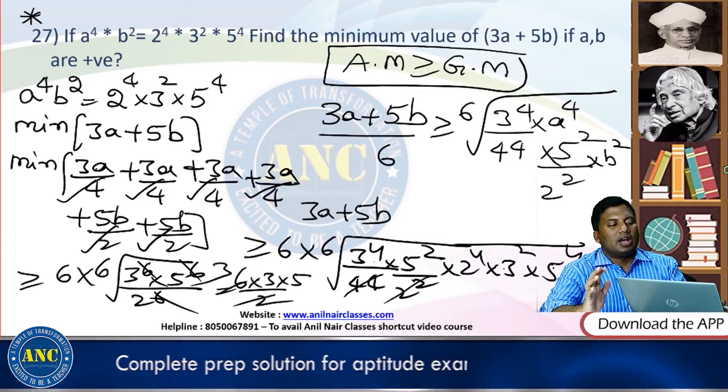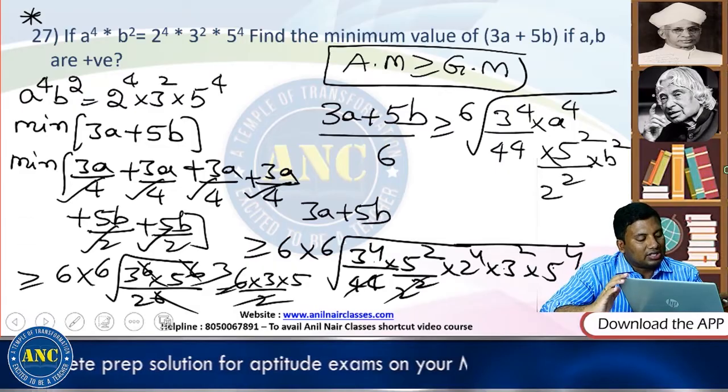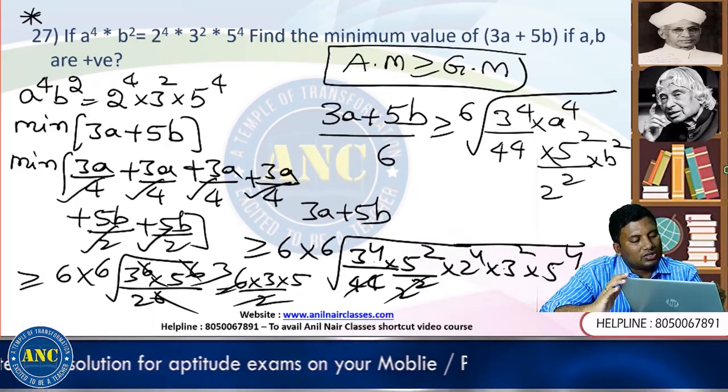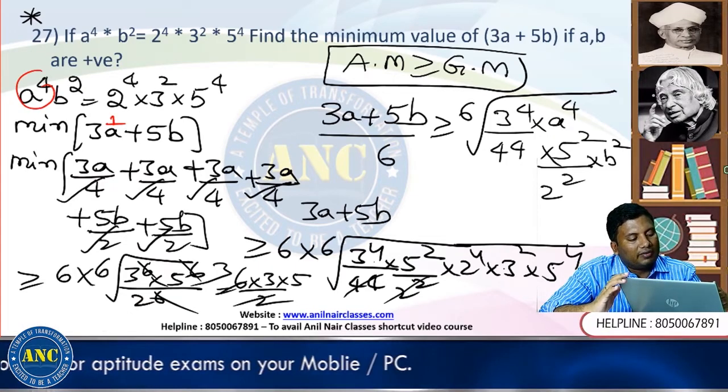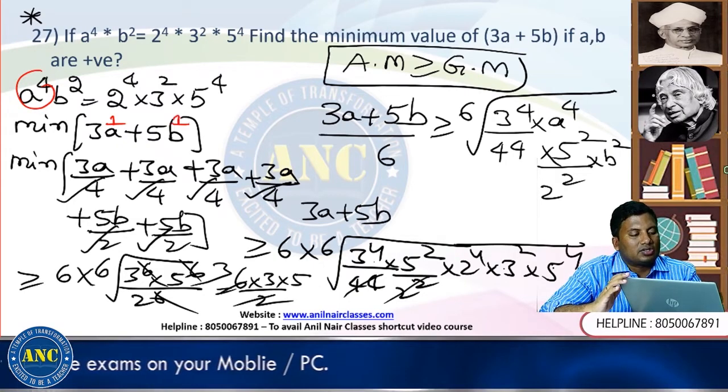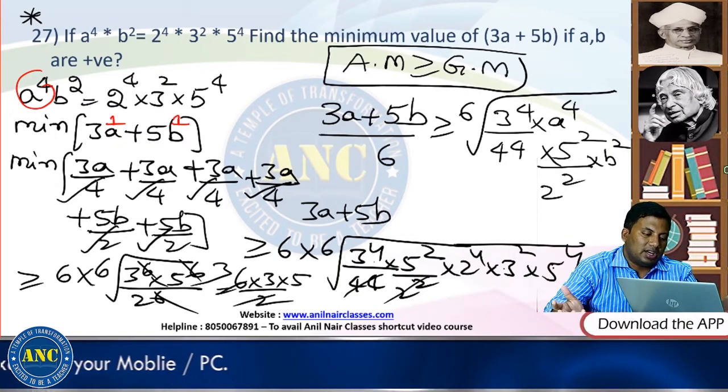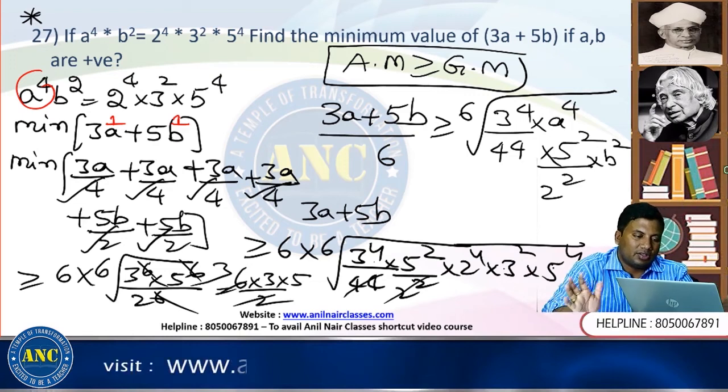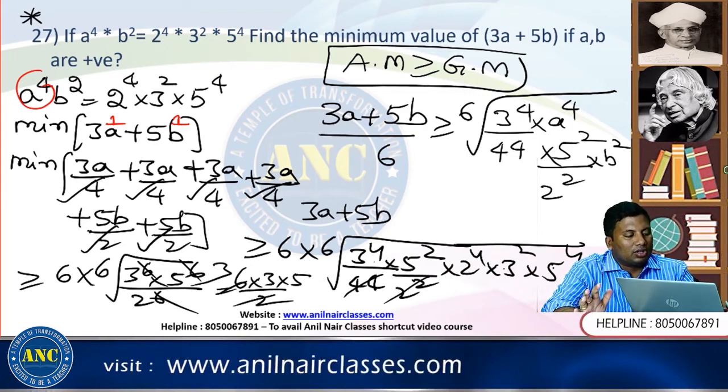This is the answer. I hope it is clear. The idea is: degree of A in the question is 1. Here it is 4, divide into 4 parts. Here it is 1, divide into 2 parts. Idea clear? Question 27, very easy if you know the logic.